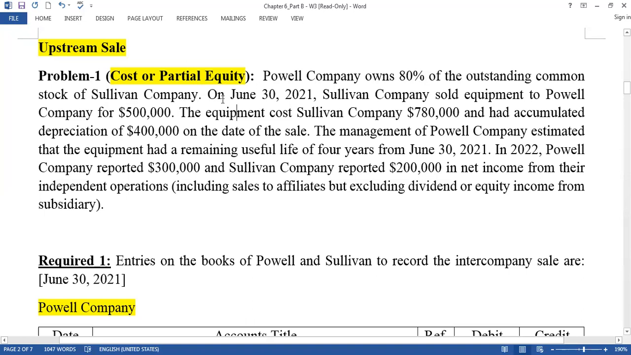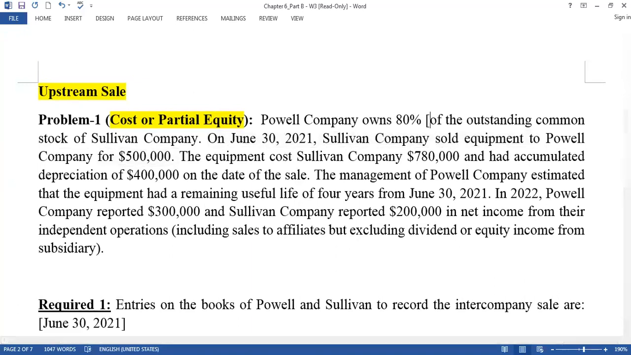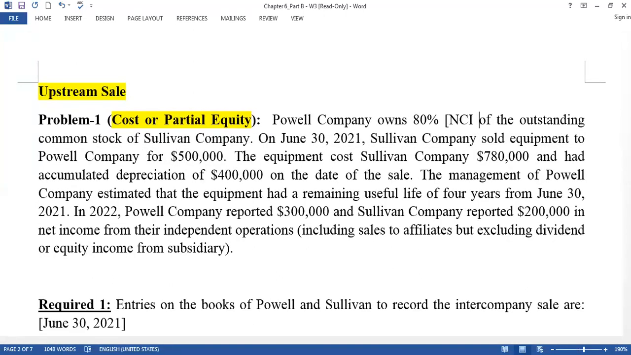Why is it upstream? Because on June 30, 2021, subsidiary company sold equipment to parent company for $500,000. So based on this information, we can understand that this is upstream sales. Whenever we have upstream sales, you have to remember that you have to establish NCI for the remaining 20%. So we should have an NCI account, okay, because it is upstream sales.